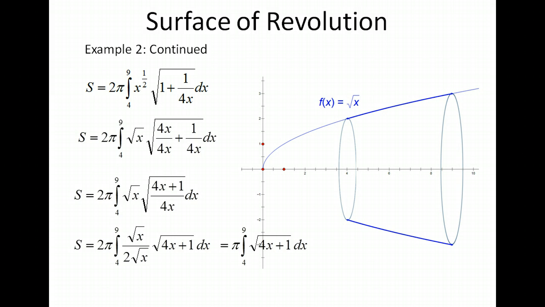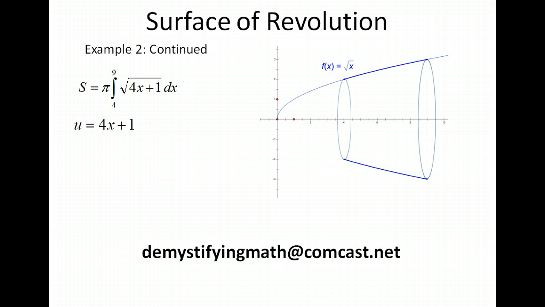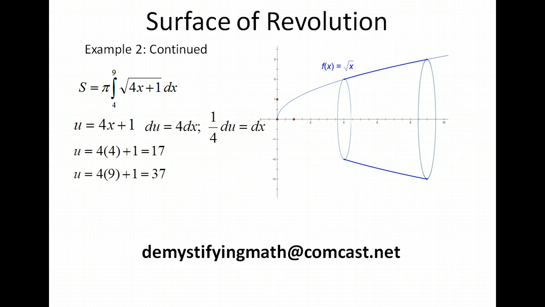Okay, so now we need to integrate this. So we have to use some u substitution again. We're going to let u equal what's underneath the radical, 4x plus 1. Therefore, du is just going to be 4 dx, or 1/4 du equals dx. Again, we need to find our new endpoints of integration in terms of u. Plugging into the u formula, the 4 first gives us 17, and the 9 is going to give us 37. Our new endpoints of integration are 17 and 37.